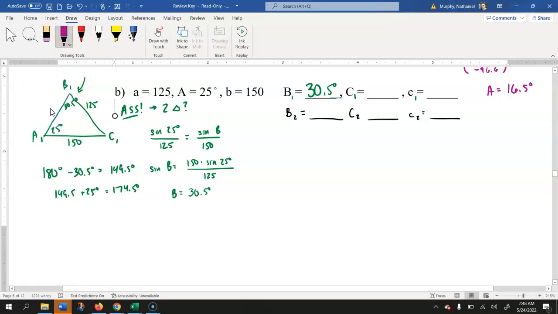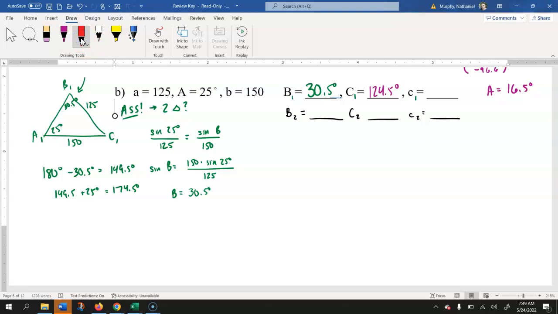So we know the two angles now of this triangle. So now we can figure out the third angle by subtracting them from 180. I'm not going to write that out, but you would just take 180 minus 30.5 minus 25 degrees, and you get that third angle. Angle C is 124.5 degrees. All right, now let's find side C.